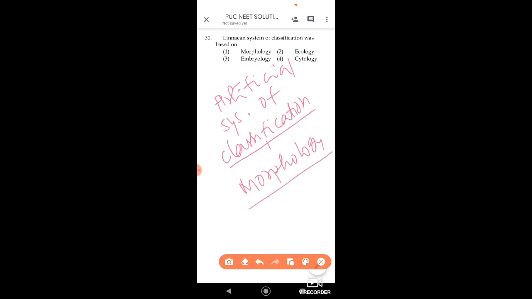And let me tell you, morphological here refers to what? The external features or the characters which we can observe through our naked eye. So these morphological characters he considered for classifying the plants under the artificial system of classification, which we call the Linnaean system of classification as well. Okay, so it is based on morphology. So please go for option 1.